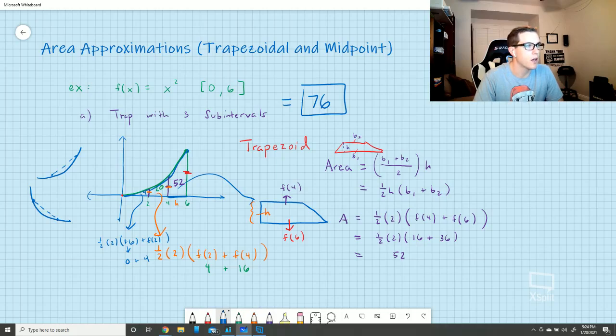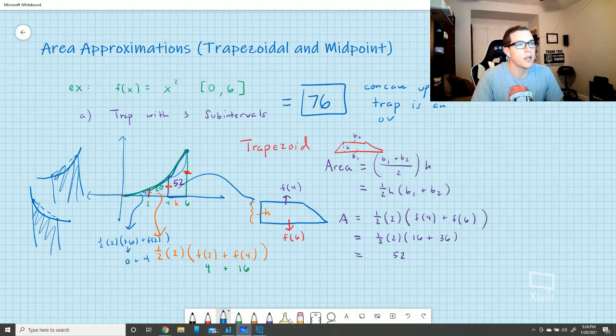So if you really thought about, okay, what if the parabola looked like this? If it's concave up, trapezoid is an over approximation. We're including extra area, so our trapezoid would look like this. It doesn't even matter if it's increasing or decreasing. If it's concave up, trapezoidal is an over approximation. Sorry, I ran out of room.